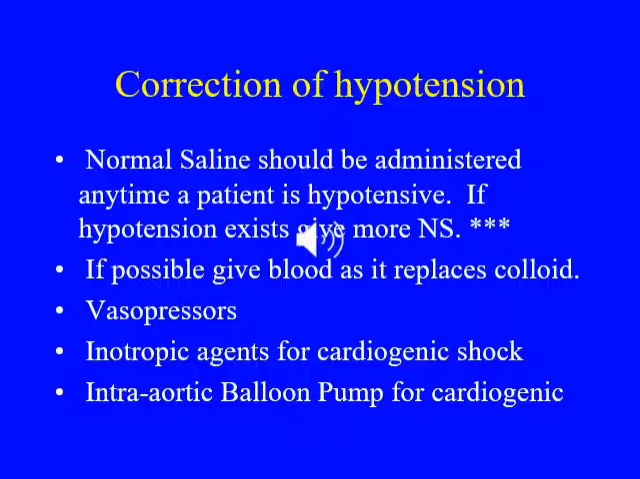After giving the IV fluids or blood, if the hypotension persists, we can use the vasopressors and inotropic agents to maintain normal blood pressure. An intra-aortic balloon pump can be used in patients with cardiogenic shock.